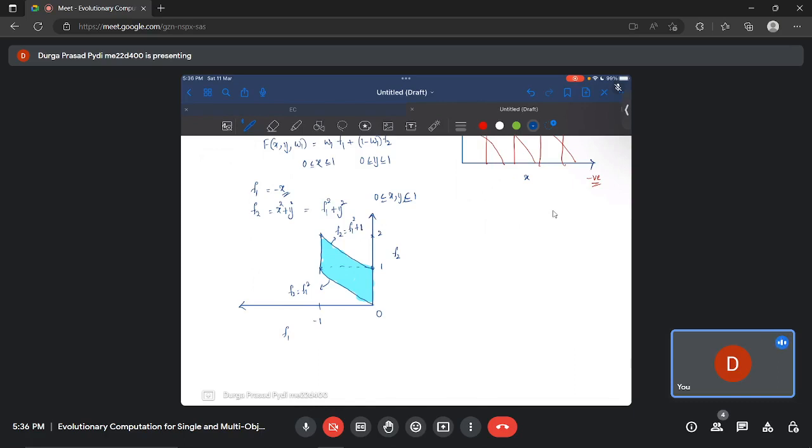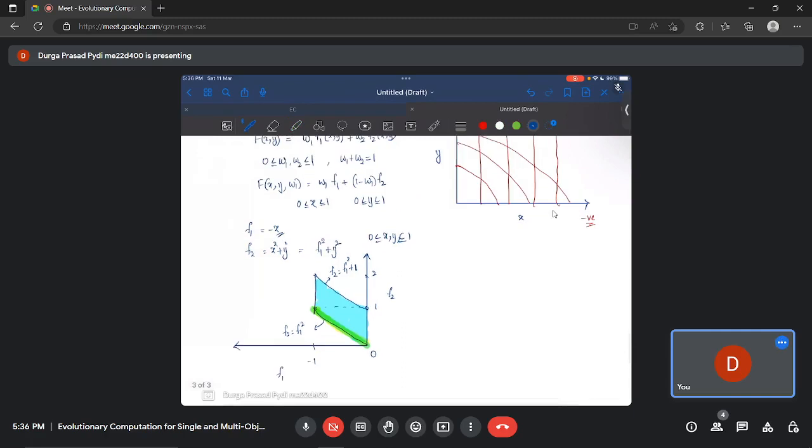Previously when we discussed, when you want to essentially minimize both f1 and f2, your Pareto front should be somewhere along the bottom edge. So whatever approach you are trying to use should finally give you a result along this equation, f2 equal to f1 square. So let us see how we will go about doing that.